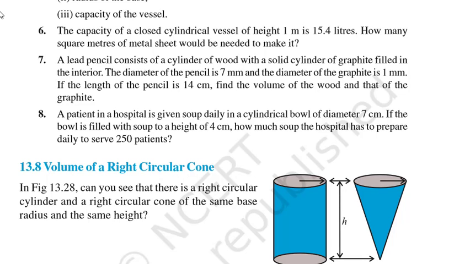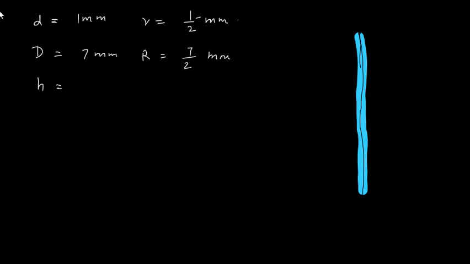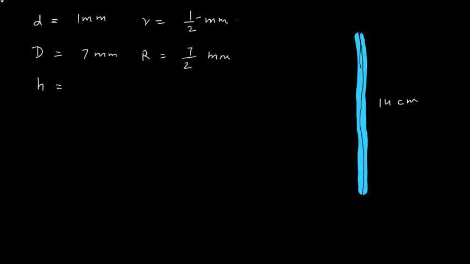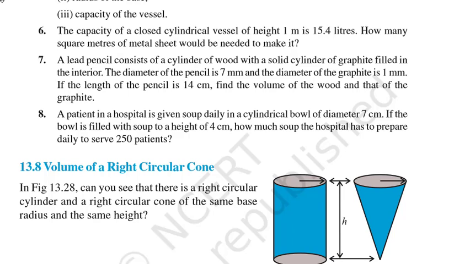The height of this whole graphite is 14 centimeter. If the length of the pencil is 14 centimeter, this total height is 14 centimeter. 14 centimeter is 140 mm. Your all dimensions should be in the same unit. Now what I have to find? I have to find the volume of graphite and the volume of wood.